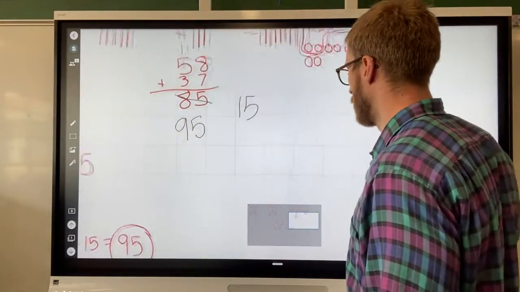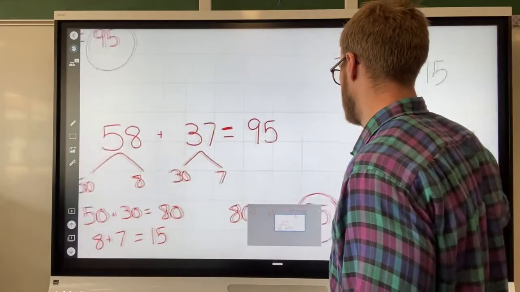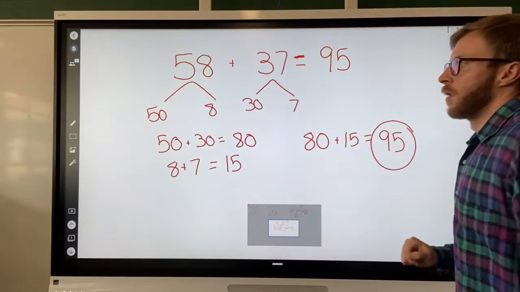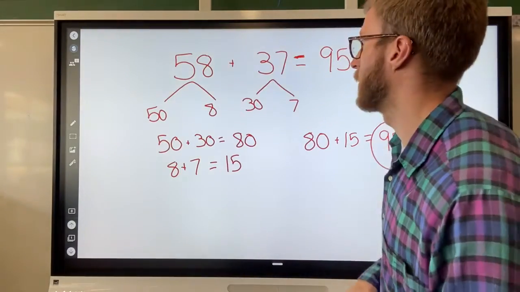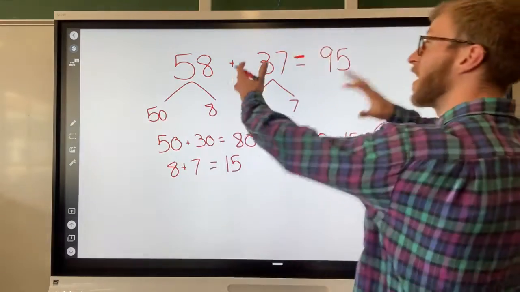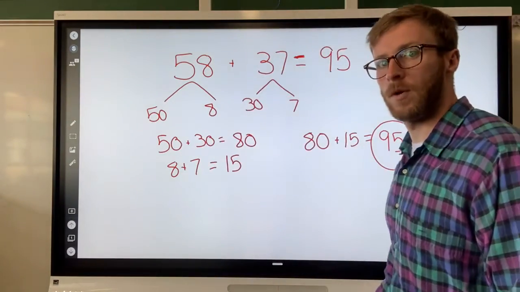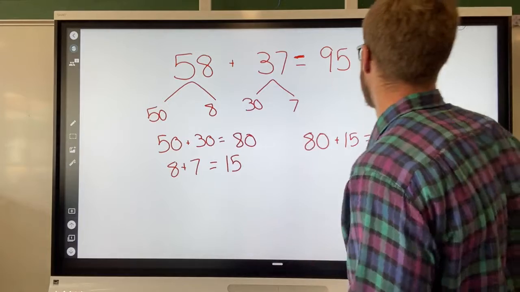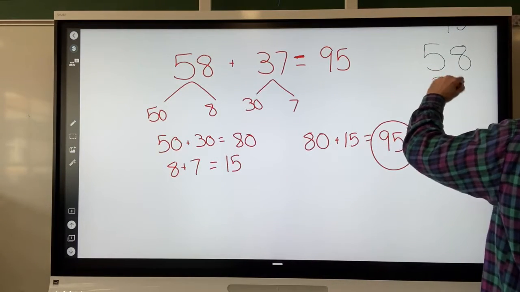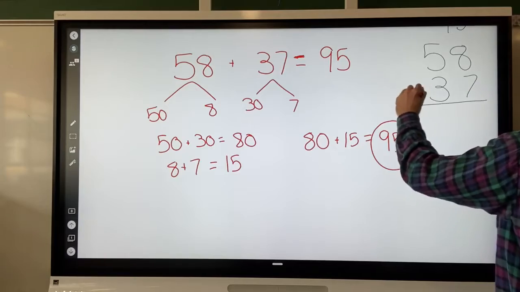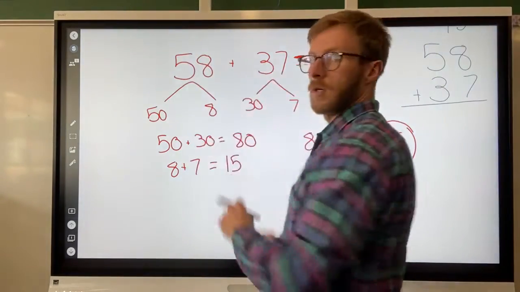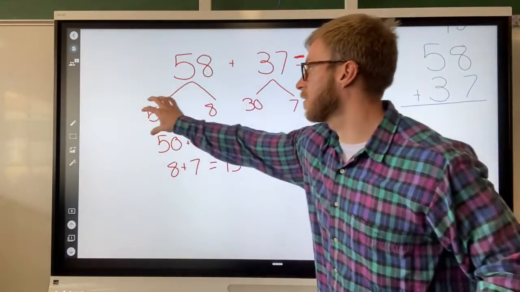All right, I got one more method for us right here. This person used 2 number bonds. They really wanted to work with groups of 10. However, this is very similar to what we do when we write the numbers like this. 58 plus 37. This is very similar. They split each number into its tens and its ones.